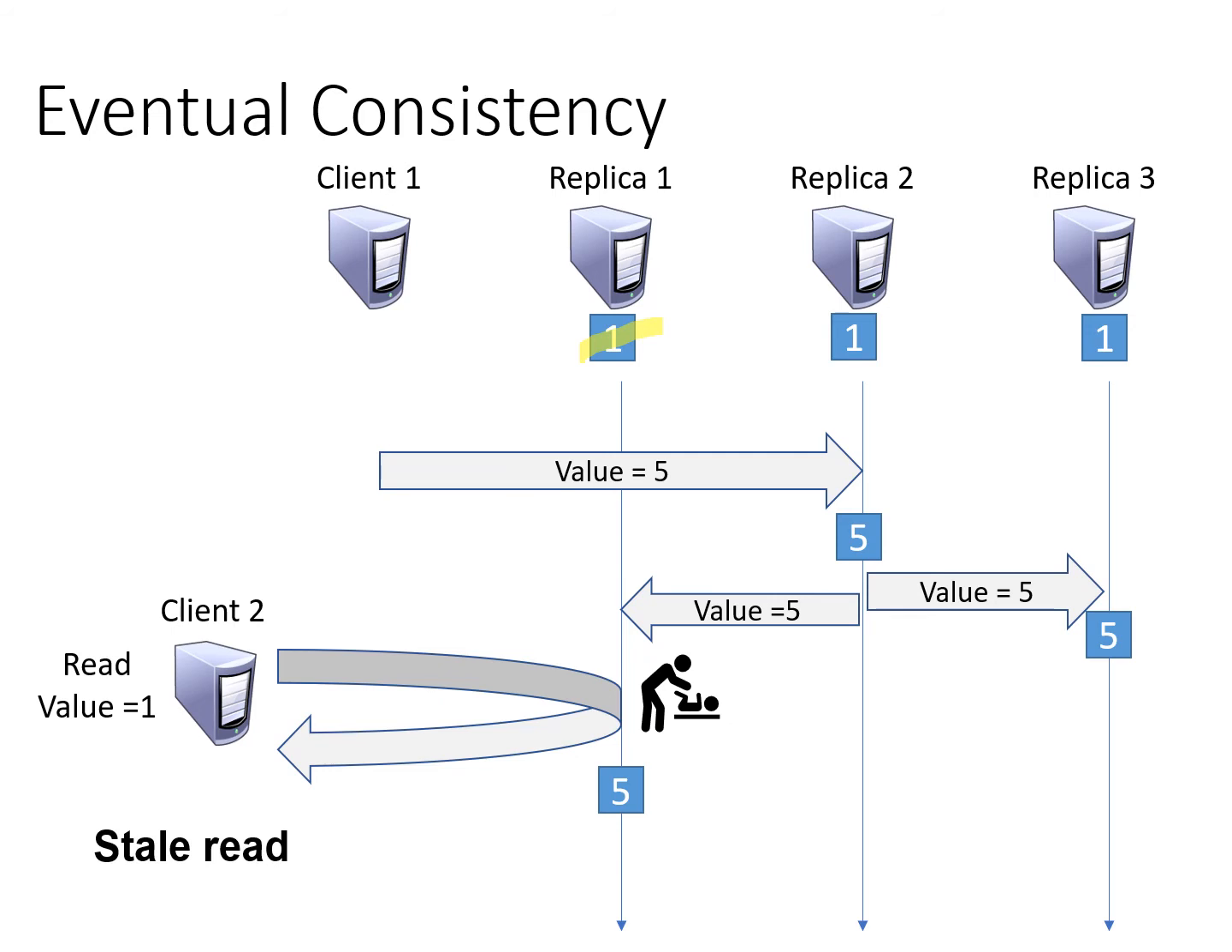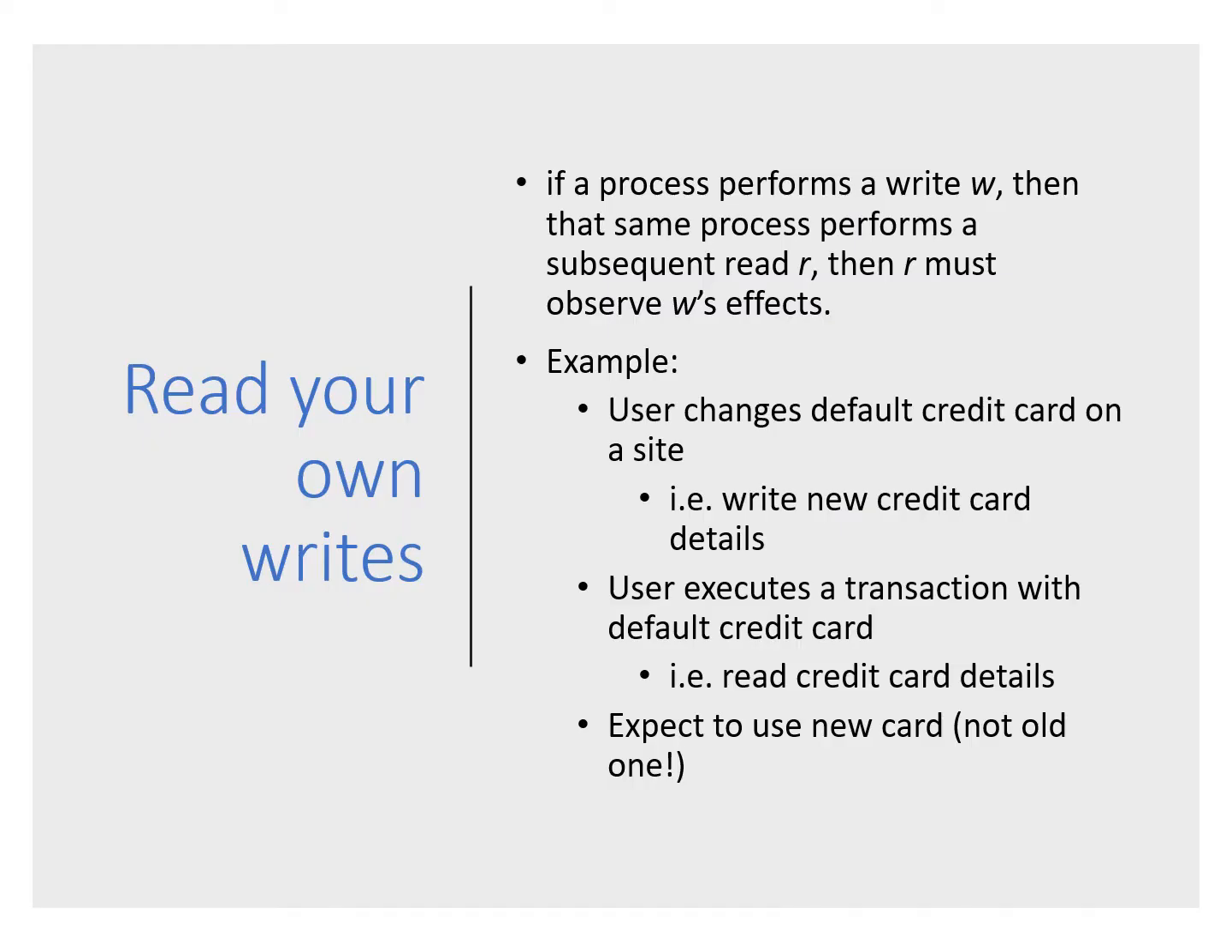So this is one of the consequences of eventual consistency. In many applications, it's necessary for clients to read their own writes. A really good example of this is changing the default credit card on a system such as Amazon or eBay. So your credit card's expired, you've got your cart full of gear that you want to buy, you go to checkout and the site says, you need to change your credit card.